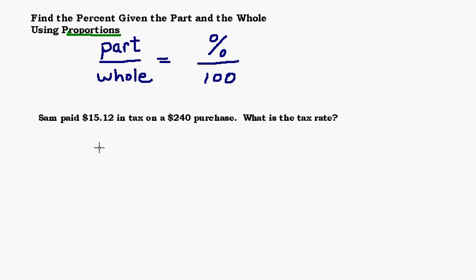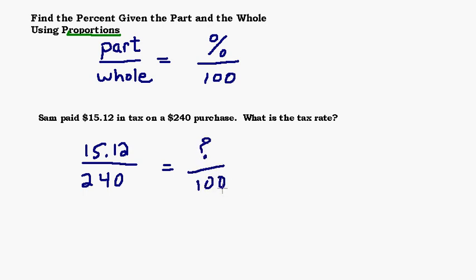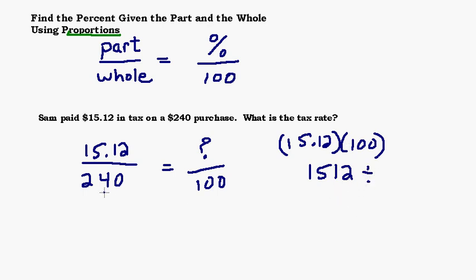Alright, so the part he paid in tax was $15.12 out of a total $240 purchase. And the tax rate is going to be some percent. So some percent out of 100. And this would tell you how many dollars you would have to pay out of 100. So we're going to multiply the numbers across from each other. $15.12 times 100, which gives you 1512. Remember, when you're multiplying by 100, you just move the decimal 2 places. You could do that on your calculator if you want. And then we're going to divide that by the number across from what we don't know, which is 240.